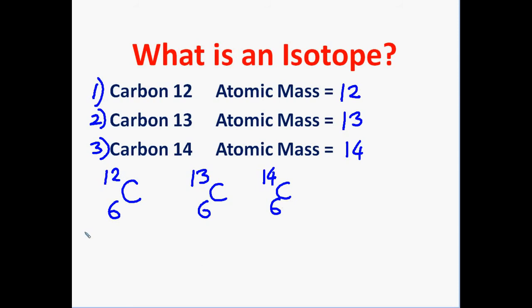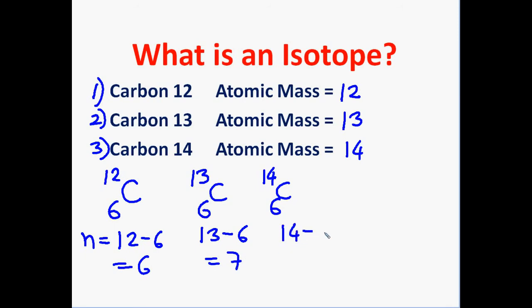As we know, we can find the number of neutrons if we know the atomic mass number and the atomic number. It is simply subtraction of two numbers. So the number of neutrons for carbon 12 will be 12 minus 6, which is 6. For carbon 13, it will be 13 minus 6, which is 7, and for carbon 14 it will be 14 minus 6, which is 8.